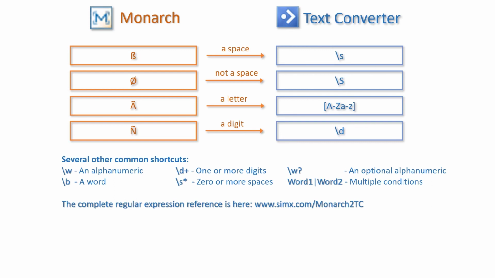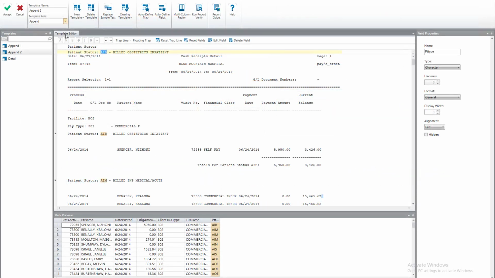Regular expressions are more powerful and flexible than Monarch traps. They can be as simple as constant strings, or as sophisticated as complex pattern definitions. Here is a short but comprehensive regular expressions reference. Let's take a look at two other Monarch template types, page header and group footer.